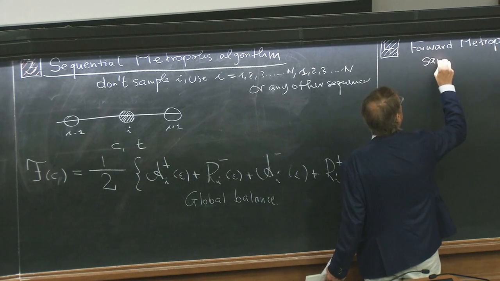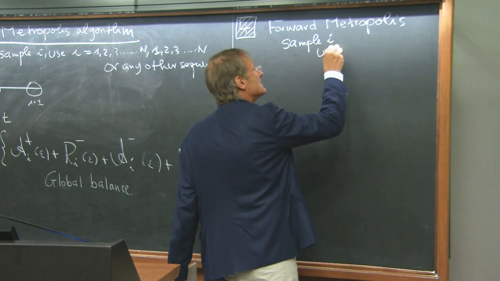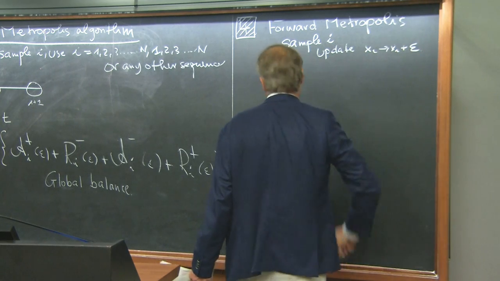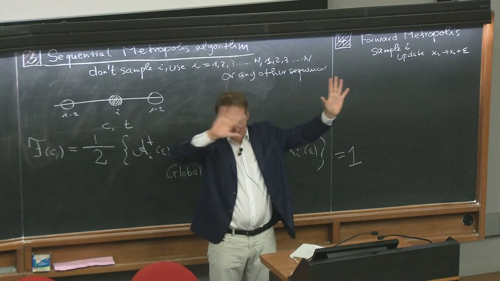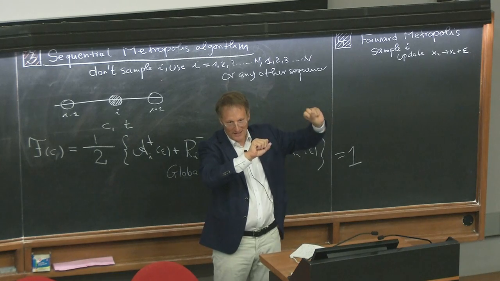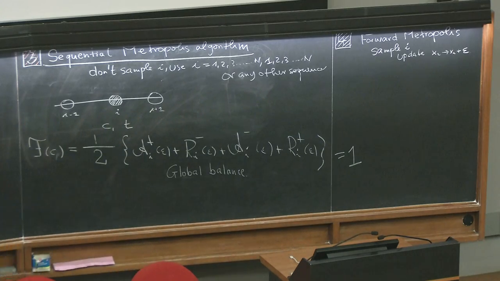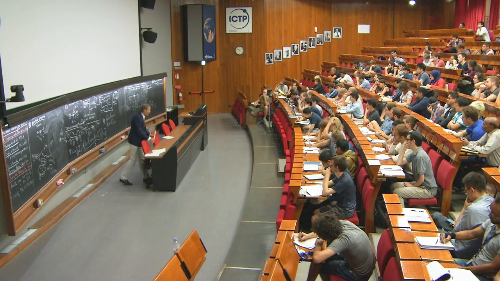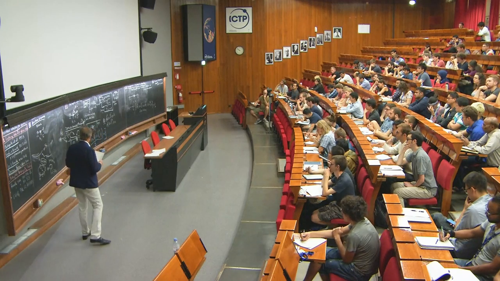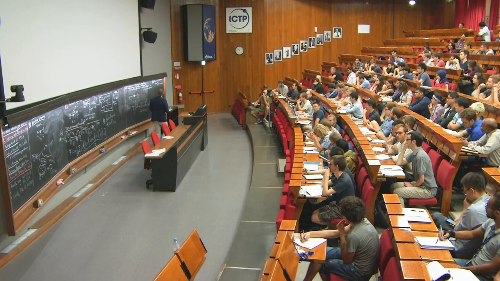The forward Metropolis means sample I and then update xi going to xi plus epsilon. So what this means, I have my configuration and I take a particle at random, I move it forward. Then I take another particle, I move it forward. Then I take another particle, I move it forward. Then I take another particle, I move it forward. So this is a continuum version of what in a discrete version is the totally asymmetric simple exclusion process that was solved by Professor Dar a long time ago.